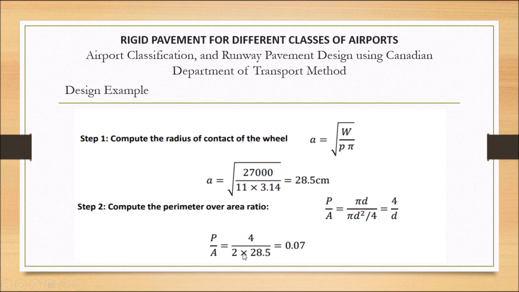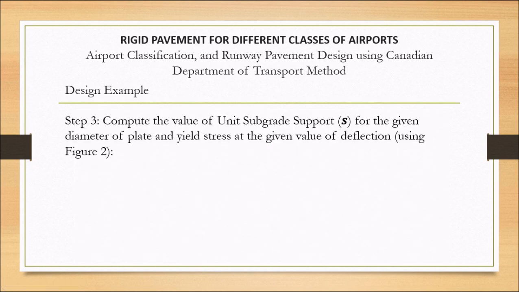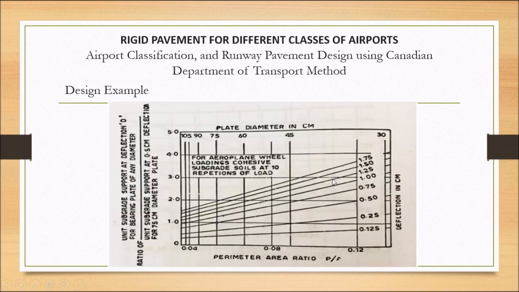So that's why we have 4 over 2 times the radius, which is 28.5, and we have 0.07. So next, which is step 3, compute the value of small s for the given diameter of plate and use stress at the given value of deflection. So let's look at the graph. From this graph, this is what we do. We look for 0.07 here.